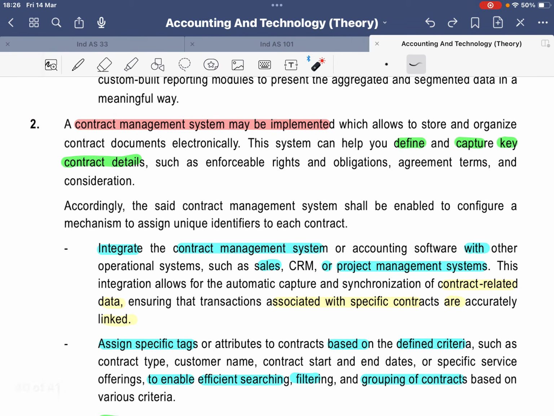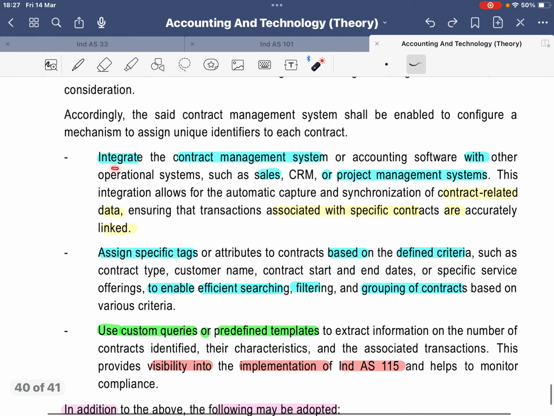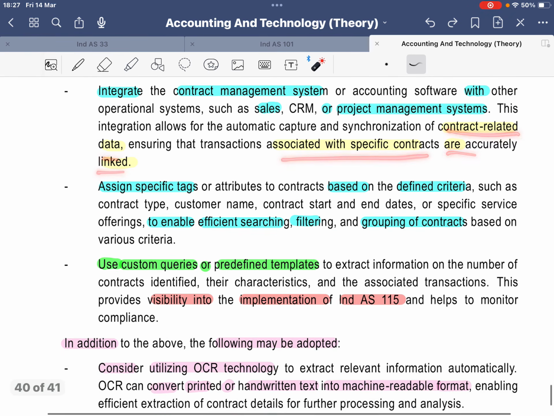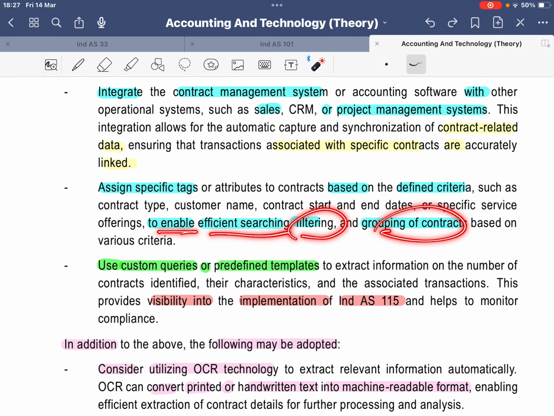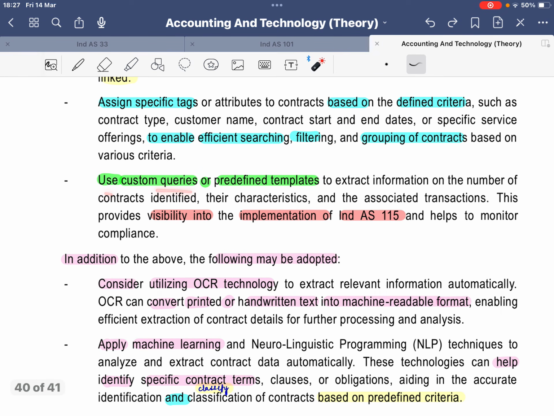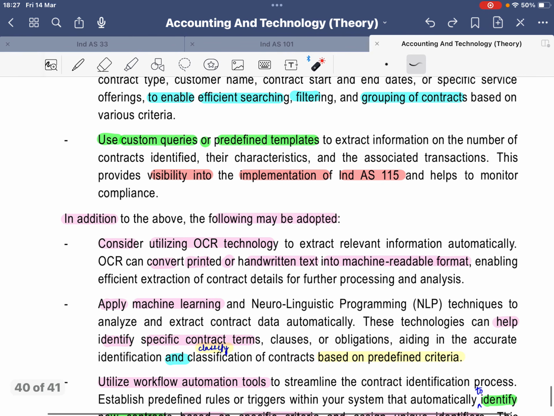Answer to second question. Contract management system may be implemented. Define and capture key contract details. Integrate contract management system with sales or project management systems. Contract related data associated with specific contract are linked. Assign specific tags based on defined criteria to enable efficient searching, filtering, grouping of contracts. Use custom queries or predefined templates. This gives visibility into implementation of Ind AS 115.